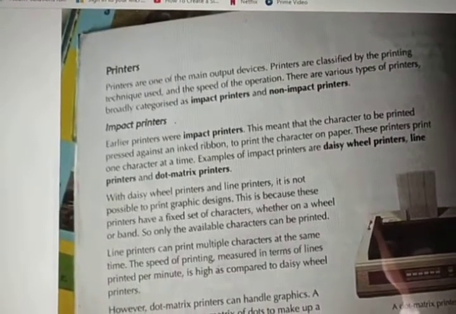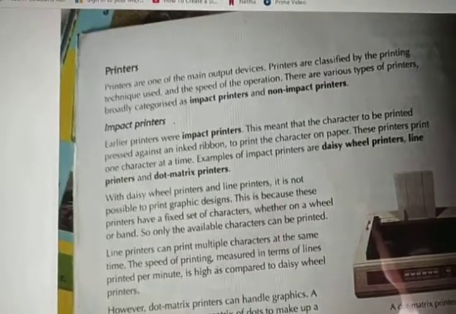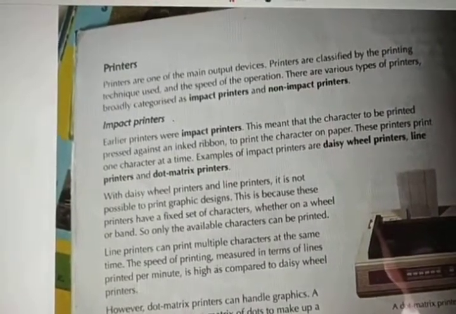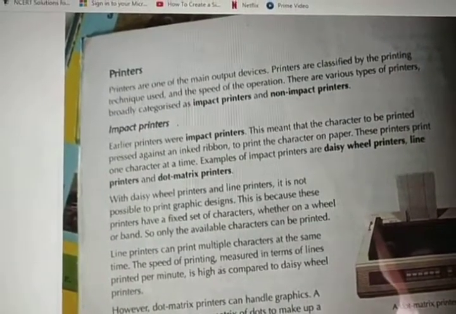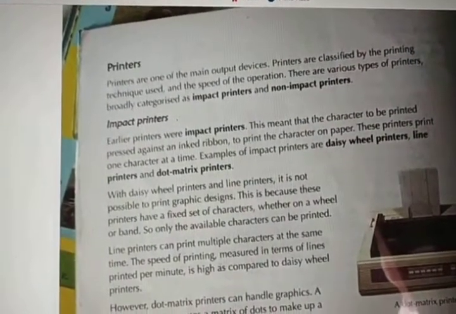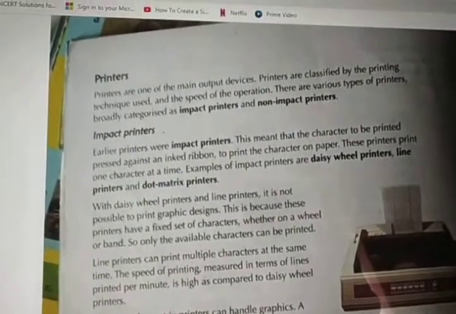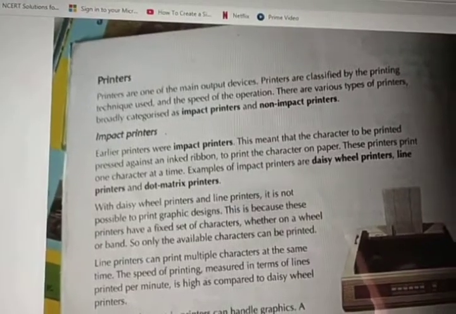Examples of impact printers are the daisy wheel printer, dot matrix printer, and line printer. These are the examples of impact printers. They impact with the paper. They press the character on the paper, so it is called an impact printer.